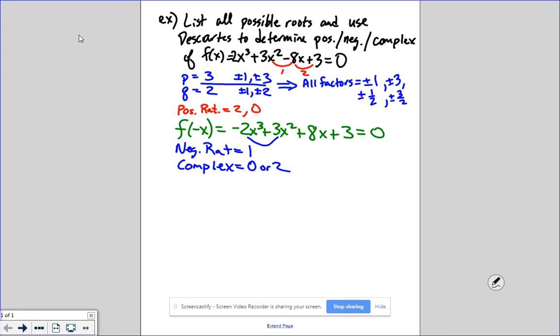All right? So what's the most logical spot to start? Negative 1. So let's put negative 1 in the box.